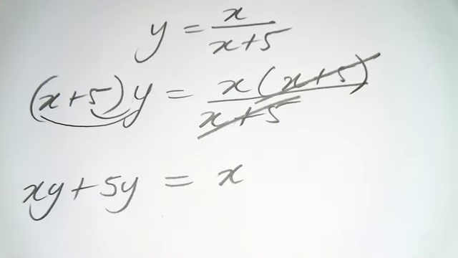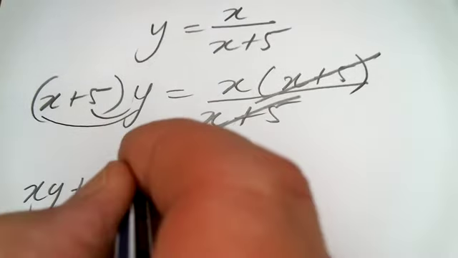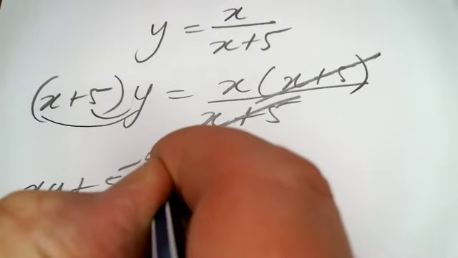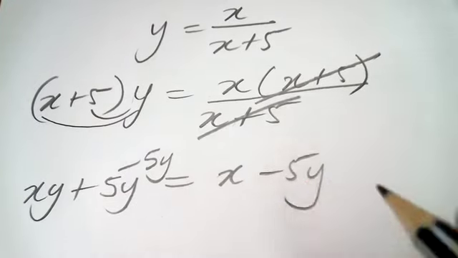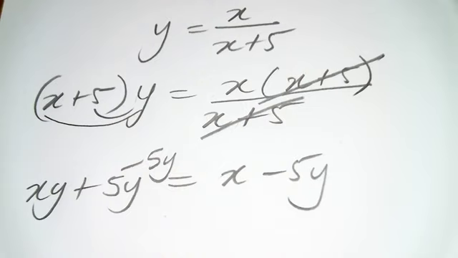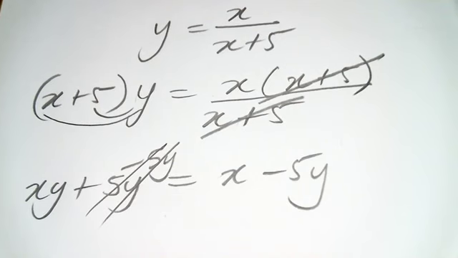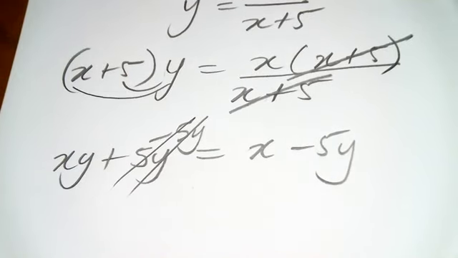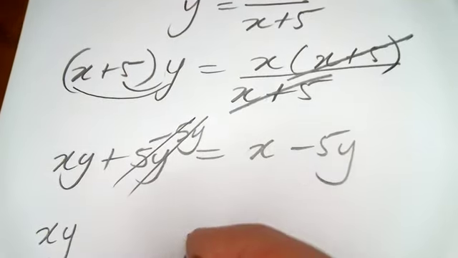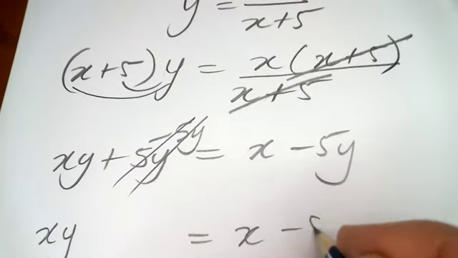Of course, we want all the x's on the same side and everything else apart from x's on the other side. So I'm actually going to subtract this 5y from both sides. I don't want the 5y there. It serves no useful purpose on the left. I want all the x's on the left, everything else on the right. Of course, 5y minus 5y is 0. And I am now left with xy is equal to x minus 5y.